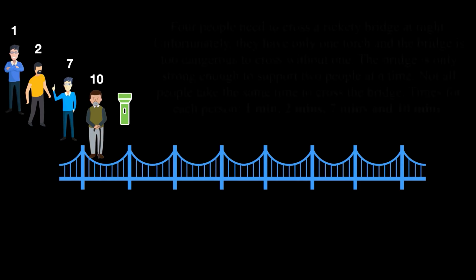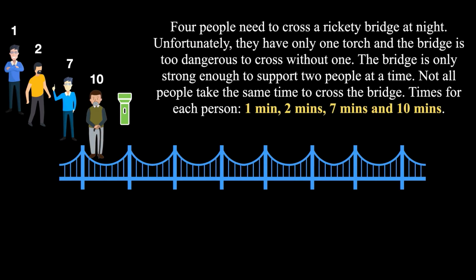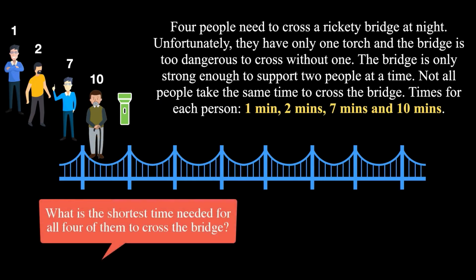Four people need to cross a bridge at night. Unfortunately, they have only one torch and the bridge is too dangerous to cross without one. The bridge is only strong enough to support two people at a time. Not all people take the same time to cross the bridge. Times for each person are 1 minute, 2 minutes, 7 minutes and 10 minutes. For example, if the two people with the speed 7 and 10 minutes were to cross together, it would take 10 minutes, leaving 17 minutes for one of them to return and get the rest moving. Can you find the shortest time needed for all four of them to cross the bridge?